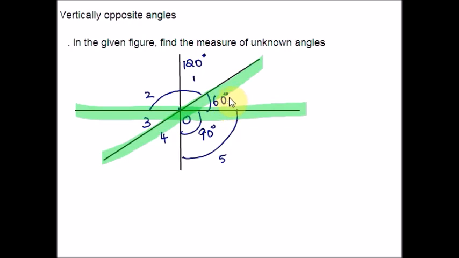Same way, angle 2 is vertical to this 90 degrees. Let me highlight that too. Please look at the figure. We have two rays. Angle 2 and 90 degrees are vertically opposite angles. So you can say that angle 2 is equal to 90 degrees and angle 3 is equal to 60 degrees because of the property of vertically opposite angles.